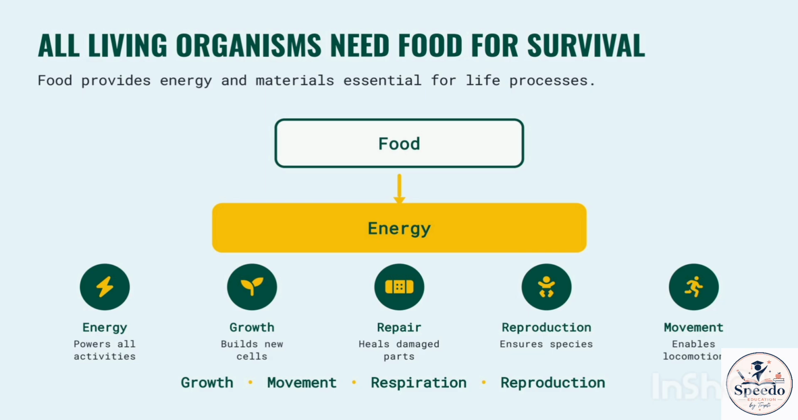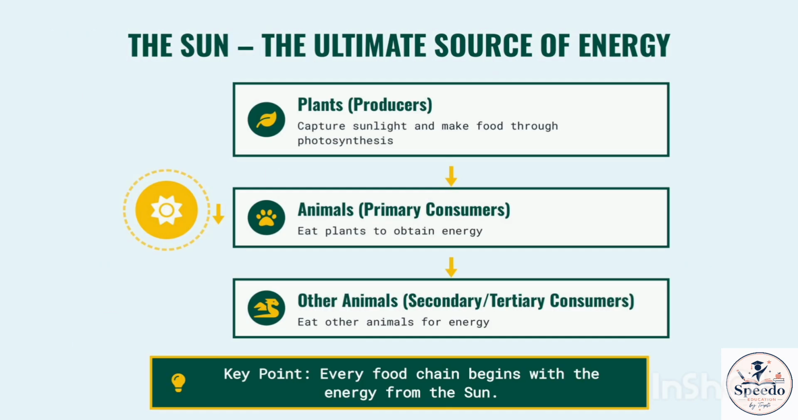Plants also need food. Although plants cannot move from one place to another, they require energy to grow taller, produce roots, leaves, flowers, fruits, and seeds, transport water and minerals, and carry out all their life processes. Even tiny bacteria and fungi require food for growth and reproduction. But have you ever thought about where this energy originally comes from?